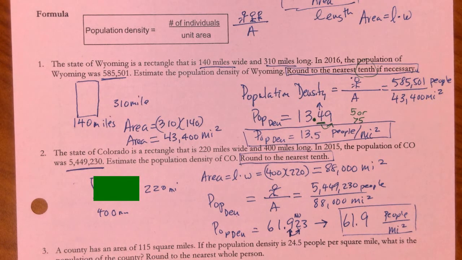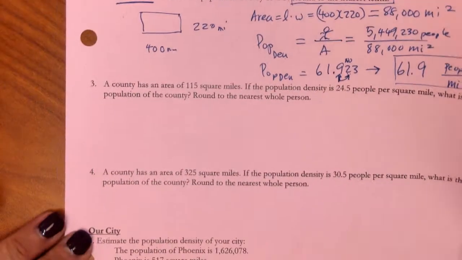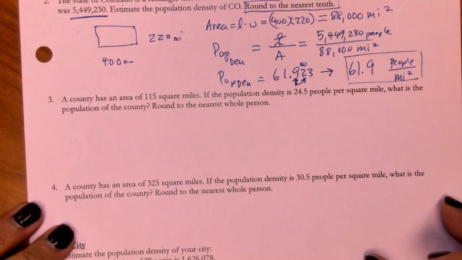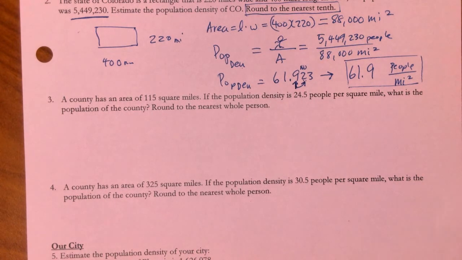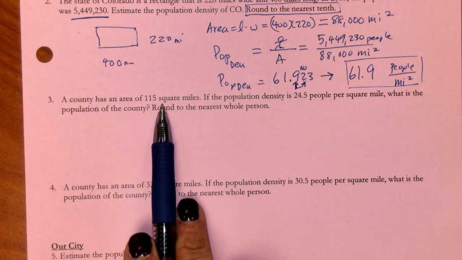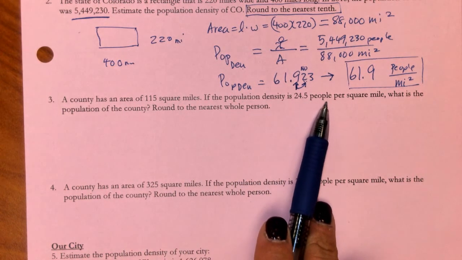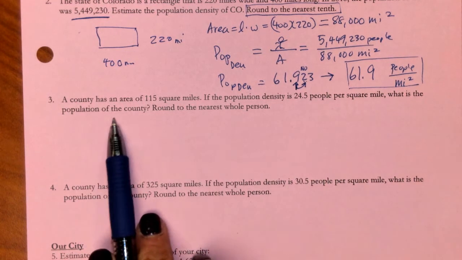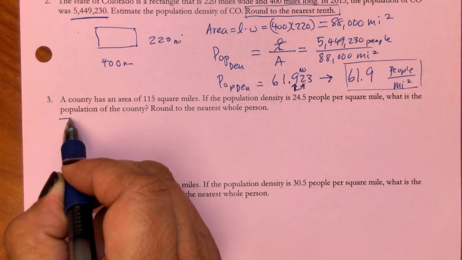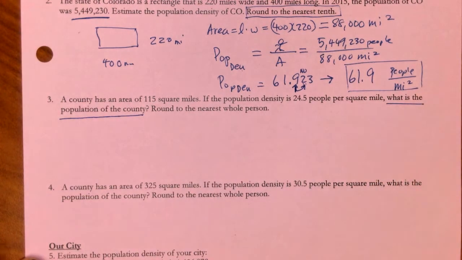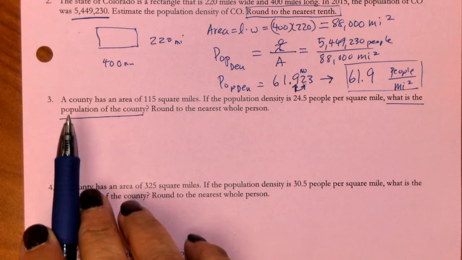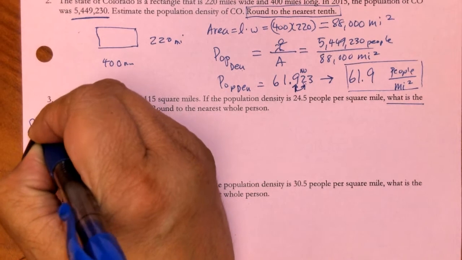And I'll go ahead and get rid of our little rectangle because I'm going to slide up. Okay? And so for number 3, we no longer have the definition, but that's okay. Now I want to go ahead and reread 3 and 4 real carefully. A country has an area of 115 square miles. If the population density is 24.5 people per square mile, what is the population of the country? So I want you to pay attention. There will be 2 different types of problems you're going to be asked on the quiz and the exam. Okay, this one's asking for the population.